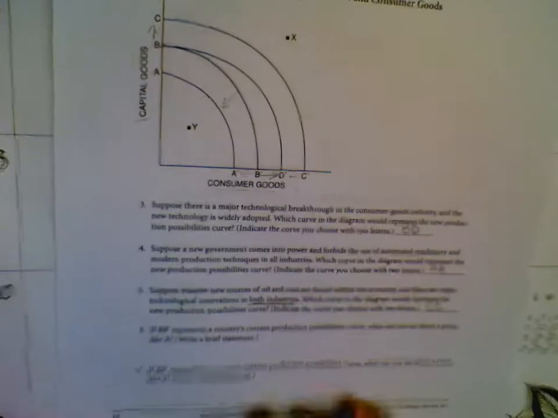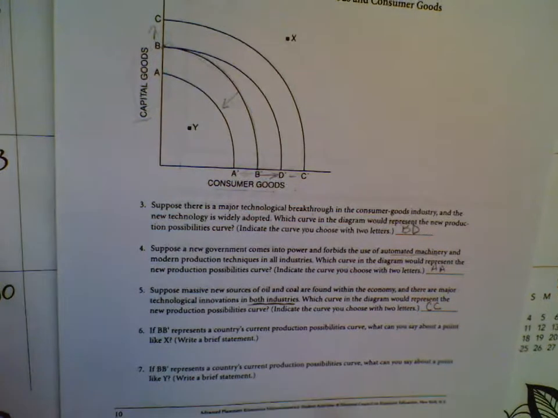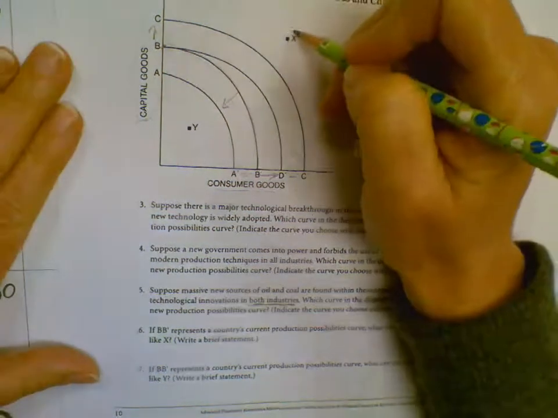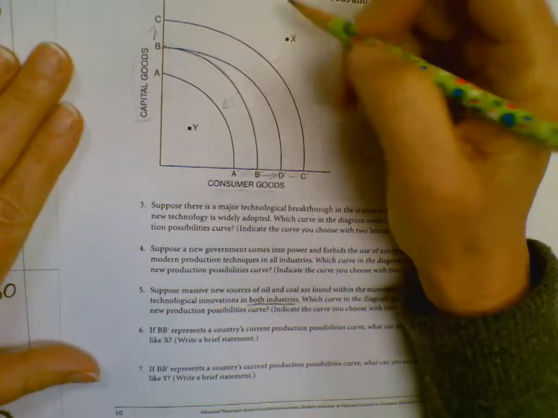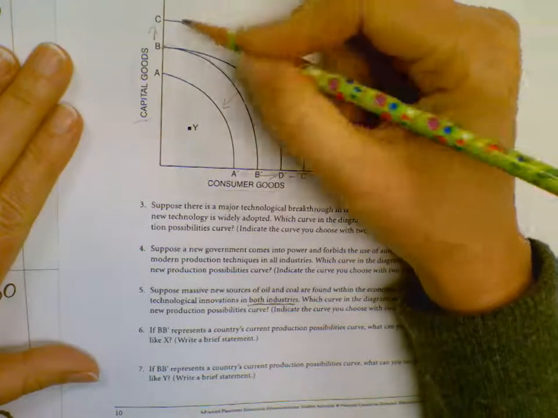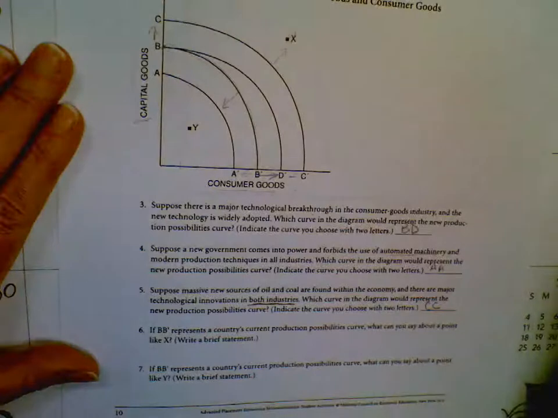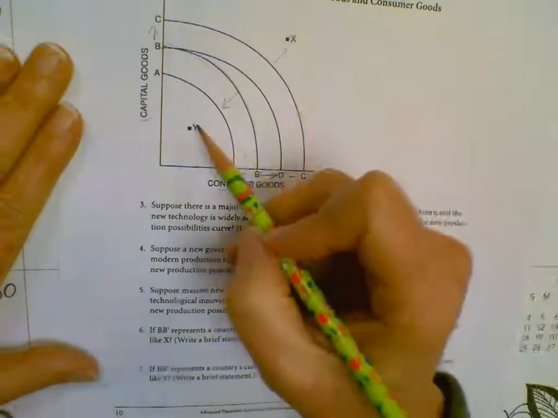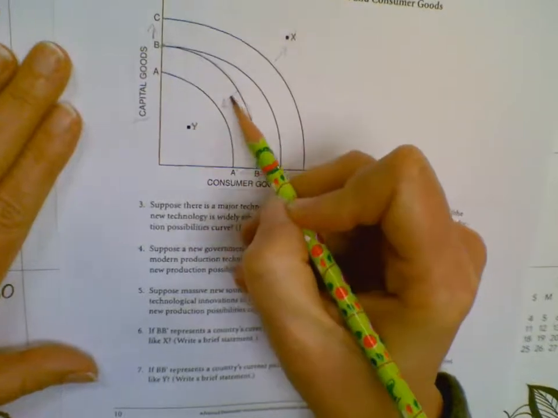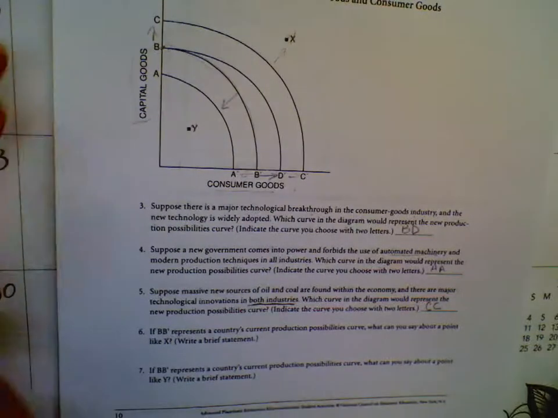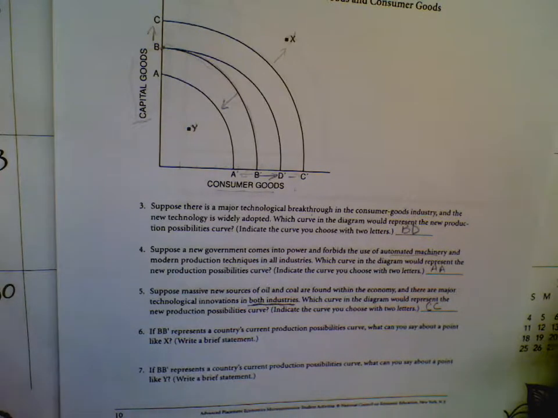And then it says, if BB represents a country's current production possibility curve, what can you say about point X? Point X, once again, falls outside the curve. If this is full efficiency, this out here is absolutely impossible. You cannot do it because you do not have the technology, you do not have the human resources, you don't have the natural resources to produce at that point. And then what can we say about point Y? This is inefficiency. This is underutilization of our resources. This is where we see recessions because people are unemployed and factories are shutting down. Large unemployment, like I said, those sorts of things.